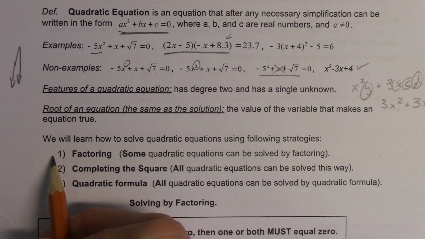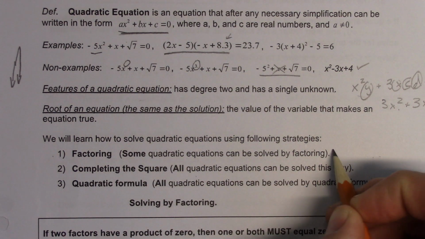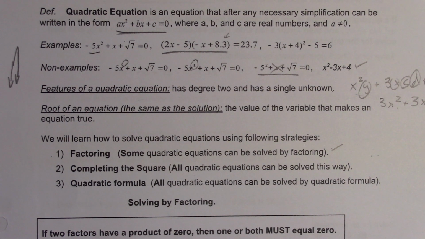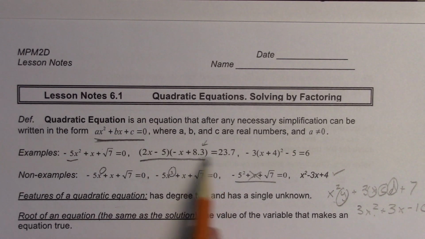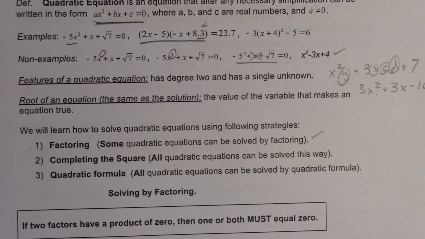So factoring, this is what we've been learning now for the whole chapter, chapter 5. Some quadratic equations can be solved by factoring. Okay, so this is if we have those perfect numbers where we can come up with 2 numbers. This would not work for us because we have a decimal value here, so that's going to be tricky.